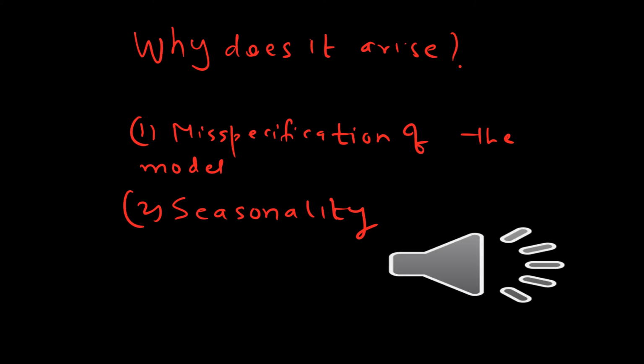Why does serial autocorrelation arise? Typically because of two reasons. One, because the regression equation is misspecified, or two, because of seasonality in the data.